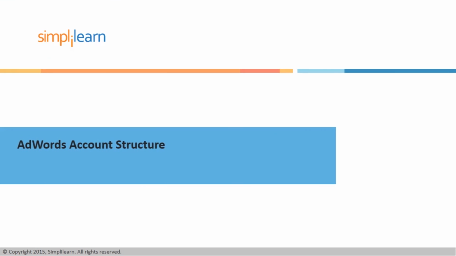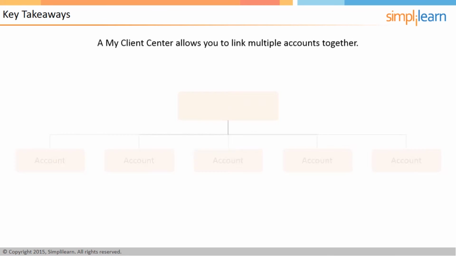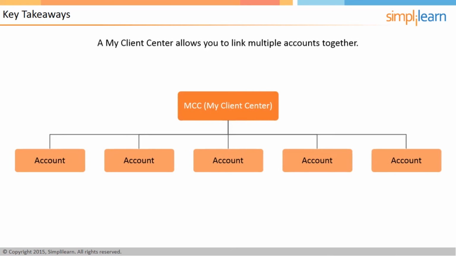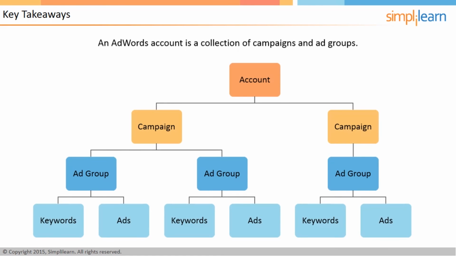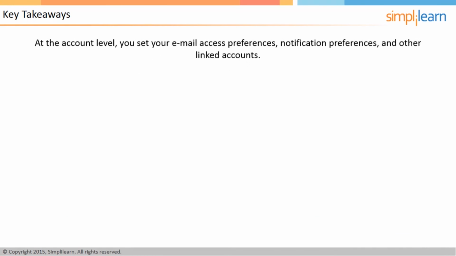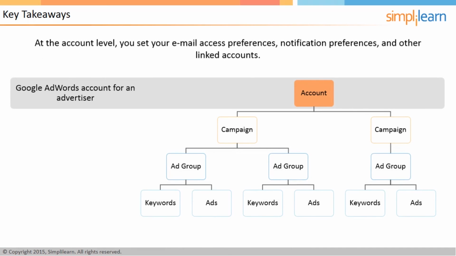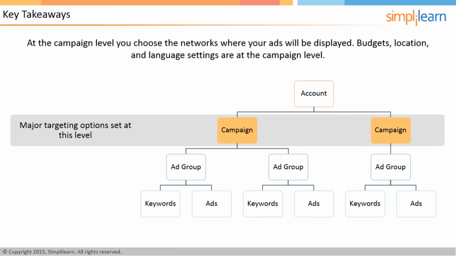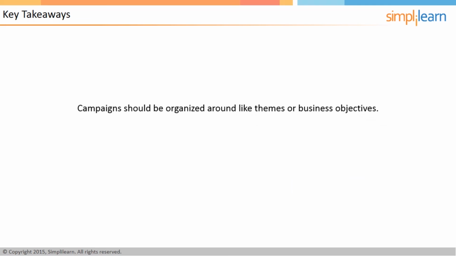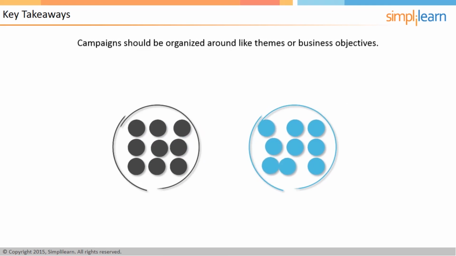So let's recap what we just learned. So at the top level, a My Client Center lets you link multiple accounts together. An AdWords account is for a business, and that's a collection of campaigns and ad groups. At the account level, you set your email access preferences, notification preferences, billing, and linked other accounts. Campaigns are where you choose your network settings, or you choose your location settings. Your big ad serving settings are set at the campaign level. So campaigns should be organized around themes or business objectives.